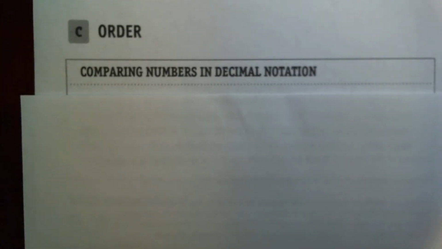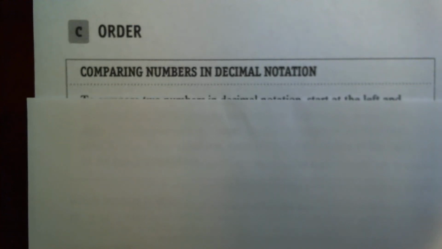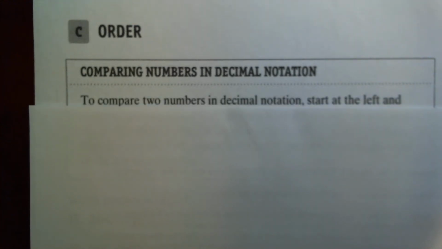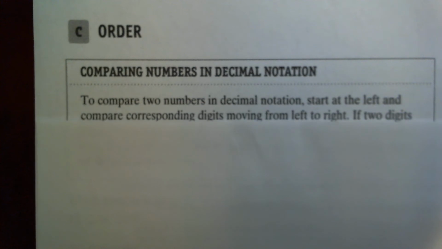The next section is about order and comparing numbers in decimal notation. And as you will see, it's really pretty easy to compare two numbers in decimal notation. In a way, it's easier than dealing with fractions, other than fractions with denominators that are powers of 10.